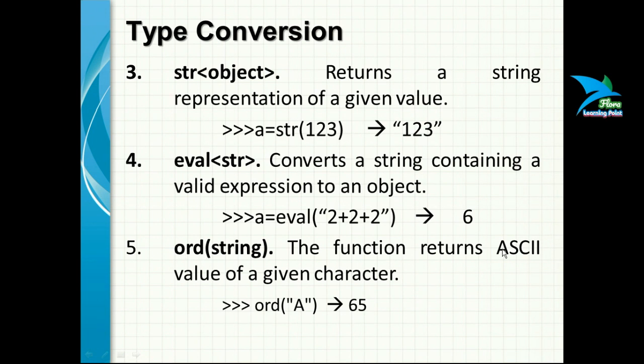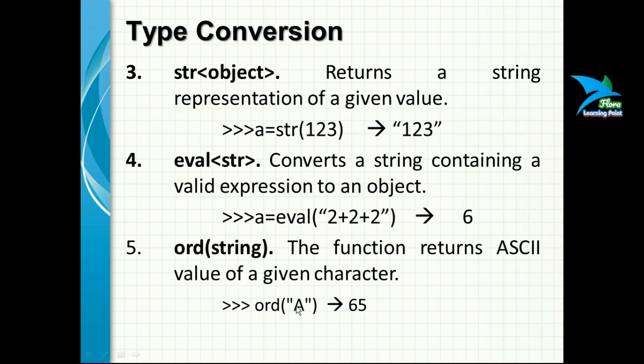And next we are having ORD function. This function returns ASCII value of a given character. That means ASCII stands for American Standard Code for Information Interchange. It's a worldwide standard that according to that each and every character or each and every symbol is having a numeric equivalent. For example, in this example we have specified A. The ASCII value of capital A is 65, capital B is 66, capital C is 67.